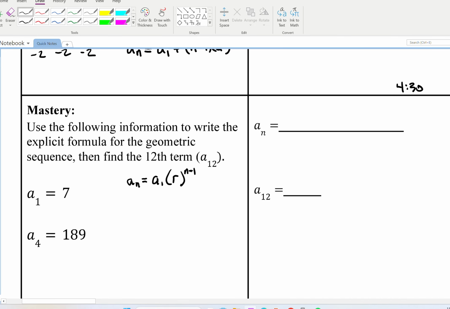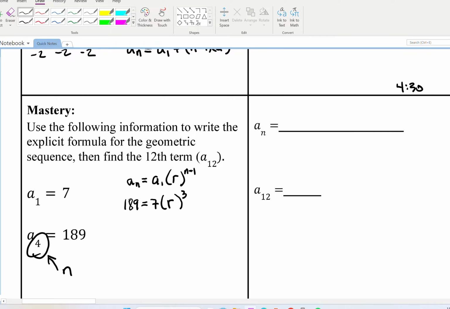And in this case, I know that a sub 4 is 189, so we've got 189 and a sub 1 is 7. But we don't have the common ratio, but we can solve for it here. So the common ratio is r. We don't know that one, so leave that as a variable. n is 4, so 4 minus 1, that would be 3.